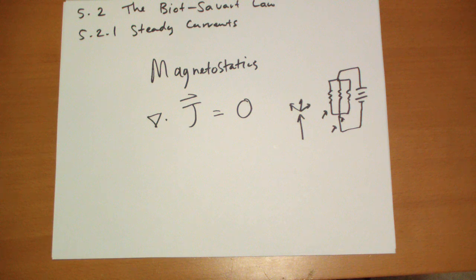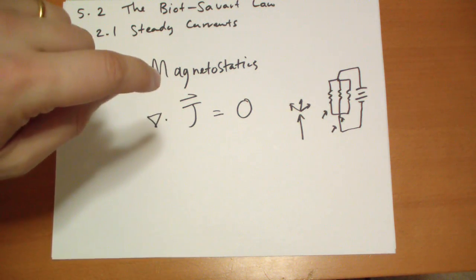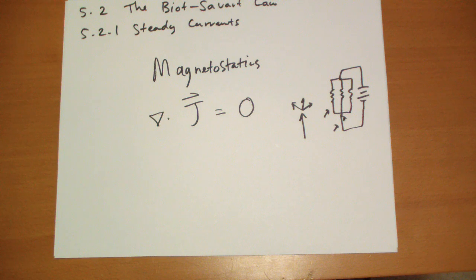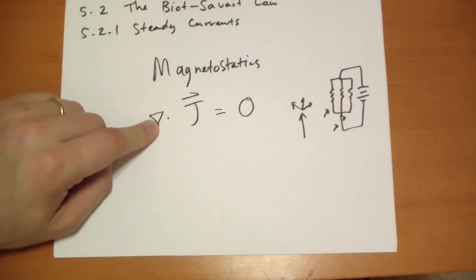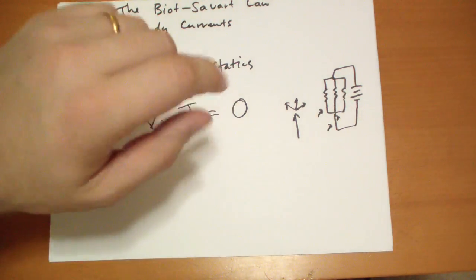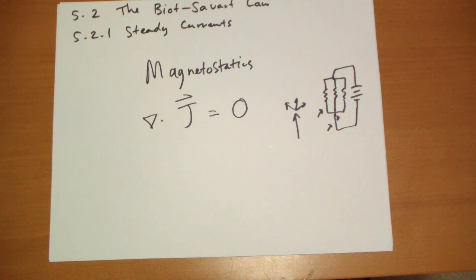Even with capacitors, there's a current flowing through the capacitor. Even though one plate accumulates charge, the other plate accumulates the opposite charge. The same thing for magnetostatics. There is no accumulation of charge. The divergence of the volume current must be 0 at all times in all places. And that's the bottom line.